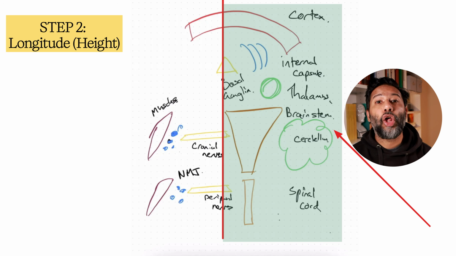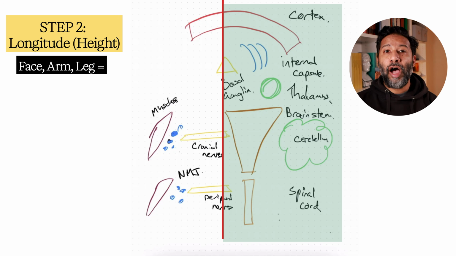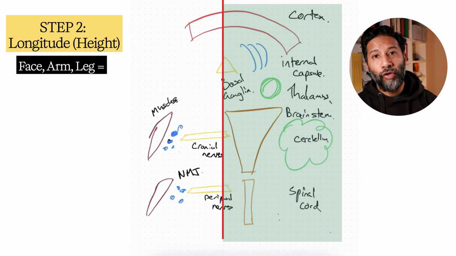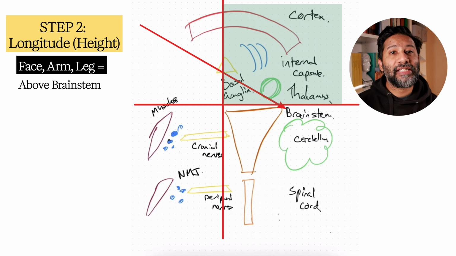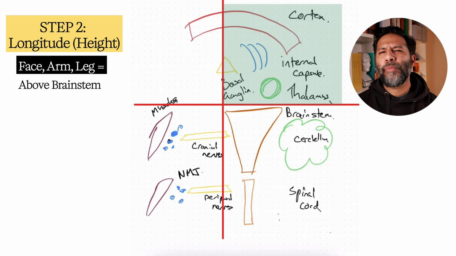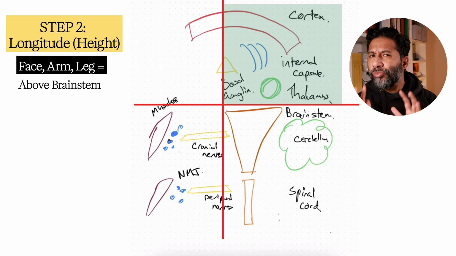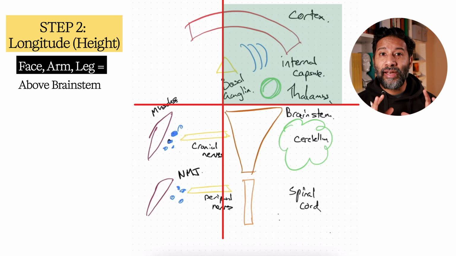Second question, longitude. How high is the lesion? So we have face, arm, and leg all involved, all on the same side, and that tells us that the lesion is above the brainstem. Below the brainstem, we wouldn't see any face involvement, and in the brainstem, we would see crossed signs, so face on one side, body on the other. We'll go into that in more detail when we do the brainstem episode, but for right now, everything on the same side, face, arm, and leg, that's above the brainstem.